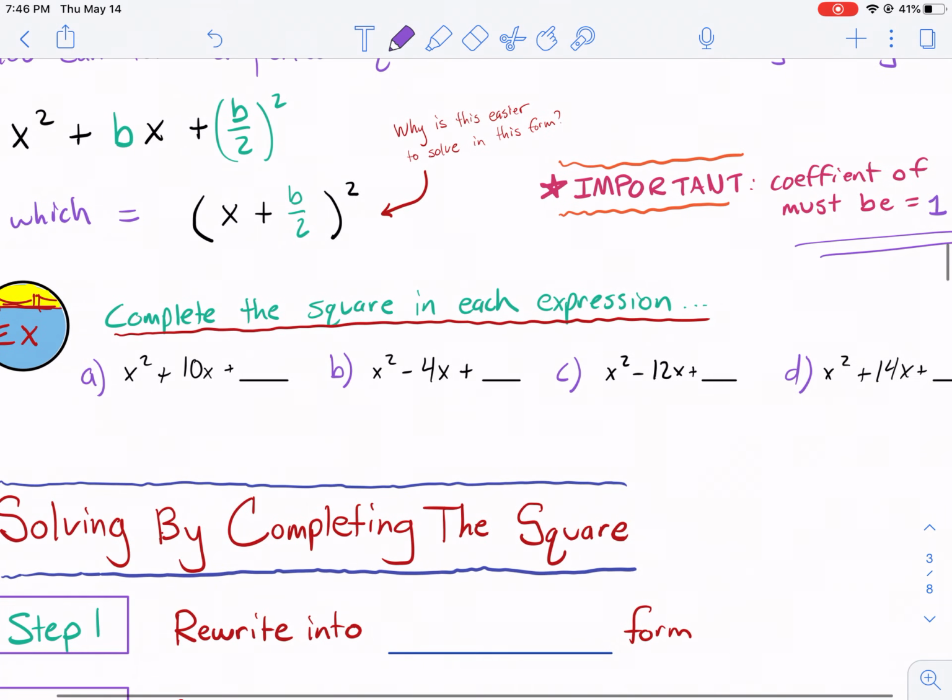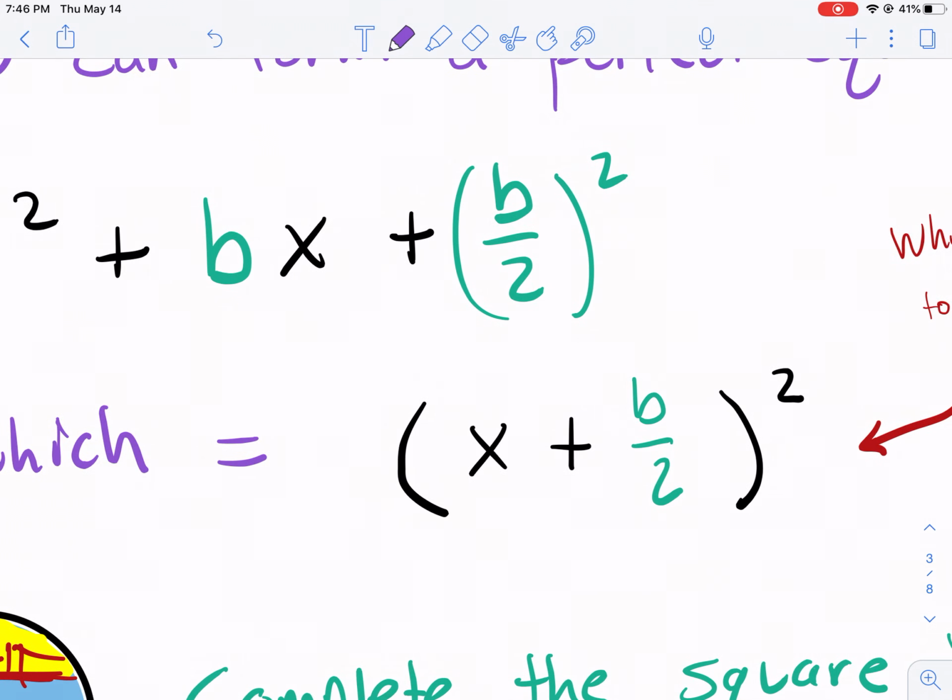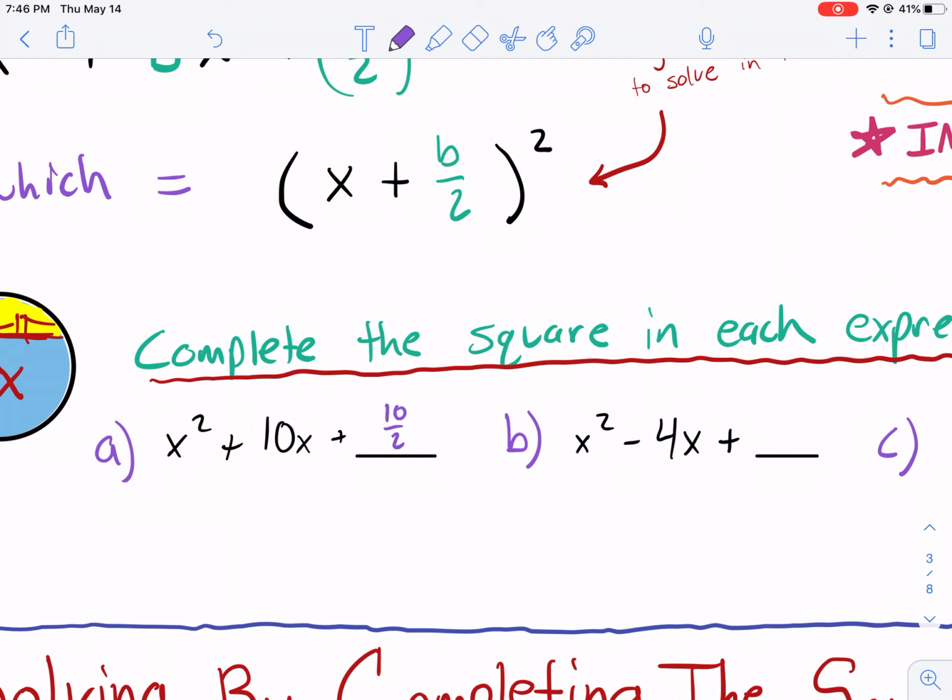Here's some great practice. Complete the square in each expression. Using this pattern where we take half the coefficient of the middle term, and then squaring it, we can figure out what our perfect square is. I'm going to show the first one as 10 divided by 2 quantity squared first. We take half of 10, that's 5. We square the 5 and it's 25.